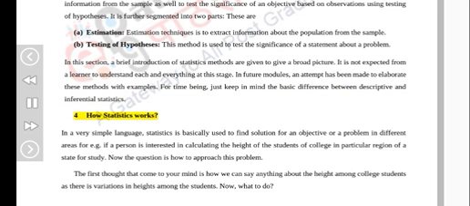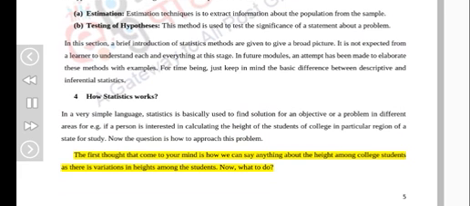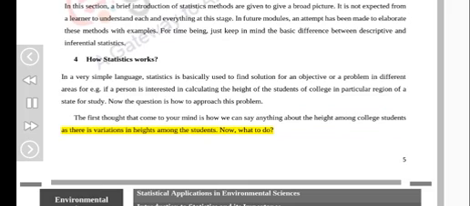4. How statistics works. In very simple language, statistics is basically used to find a solution for an objective or a problem in different areas. For example, if a person is interested in calculating the height of the students of a college in a particular region of a state for study. Now the question is how to approach this problem. The first thought that comes to your mind is how we can say anything about the height among college students as there are variations in heights among the students. Now, what to do?